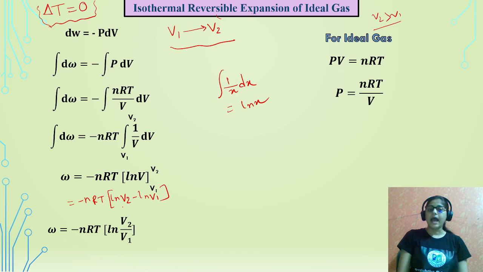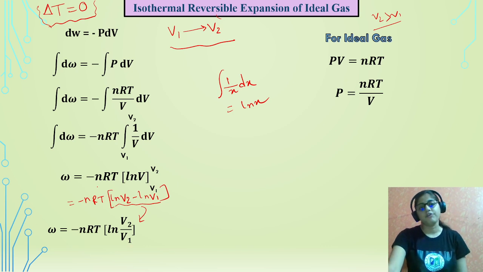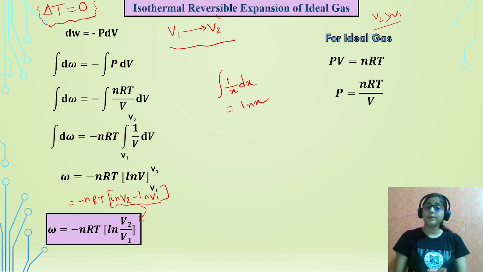If we arrange it in a proper way by the ln formulas, we know that it will be equal to ln V2 by V1 only. Okay, so this is an important formula you should remember. This is for isothermal reversible expansion of gases.